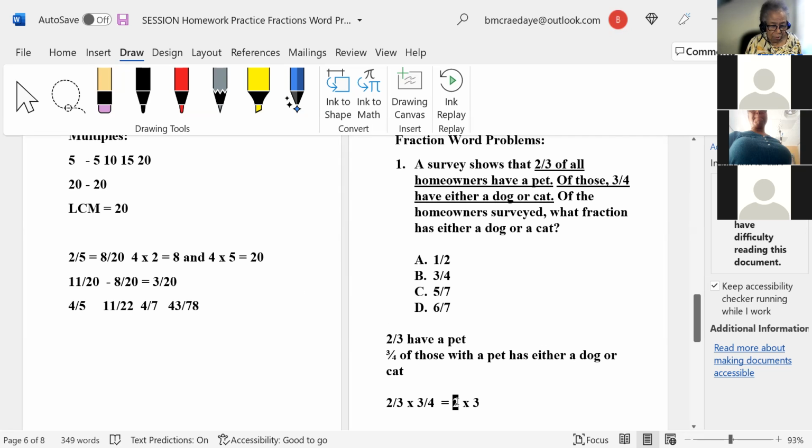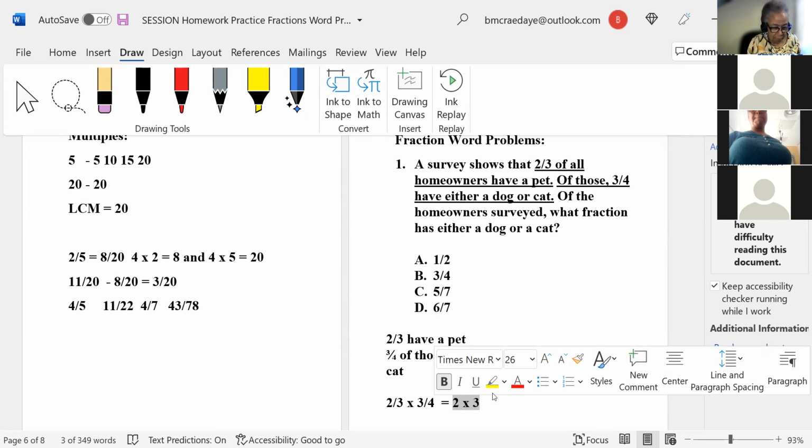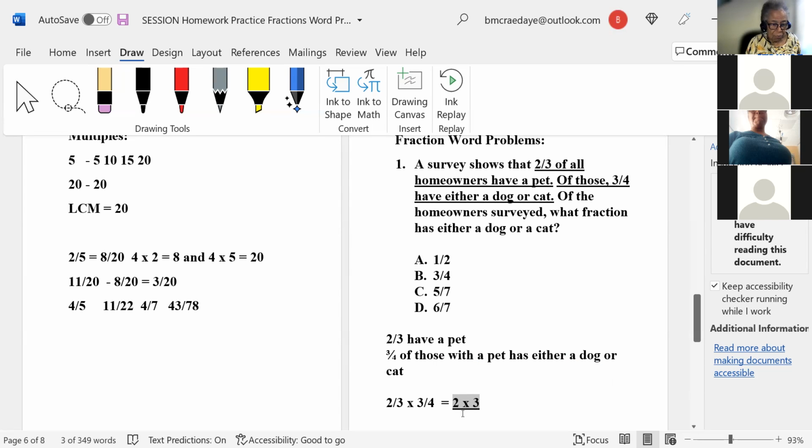Let me just put this on here. That's 2 times 3 divided by 3 times 4. Yeah, that's 6 upon 12. And what's that equal to? A half. That's the answer. I did it mentally a while ago. It equals 6 over 12, and that's equal to 1/2, and that's answer A.